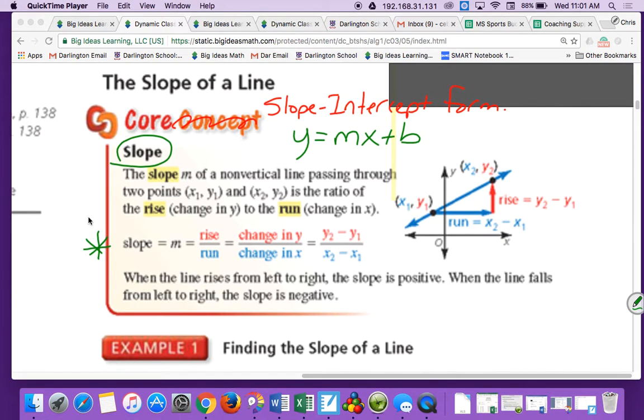So if there's an important fact to copy down, it's this right here: the slope is equal to m, which is also rise over run, which is change in y over change in x, which is also y sub 2 minus y sub 1, all divided by x sub 2 minus x sub 1. Okay? And there's even a little graph over here on the side that gives you a good visual example.